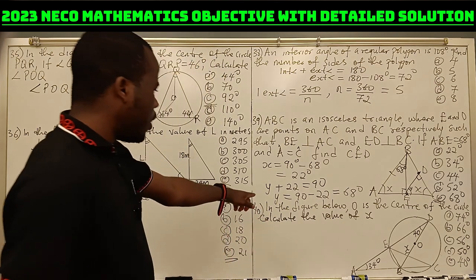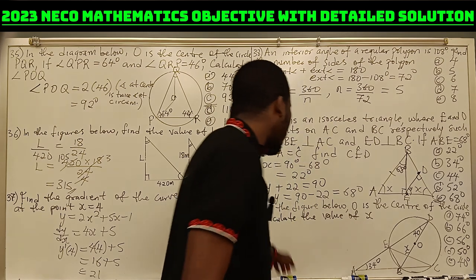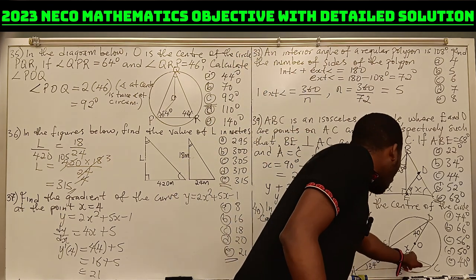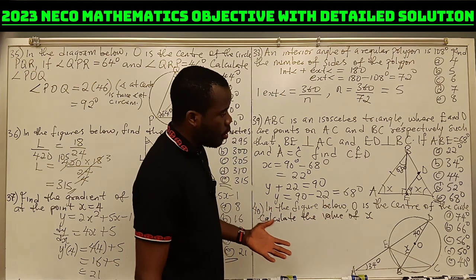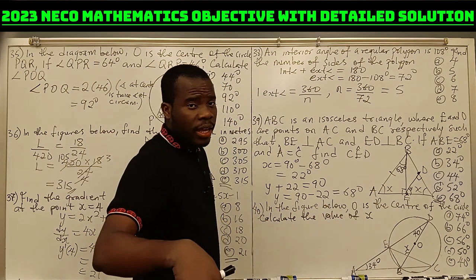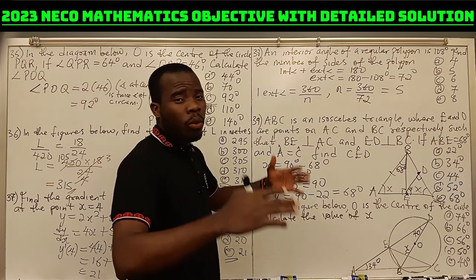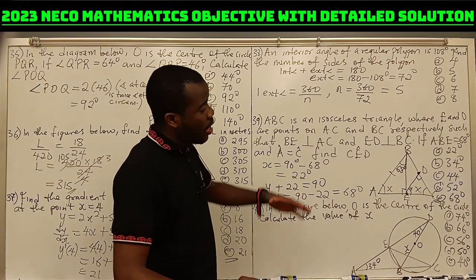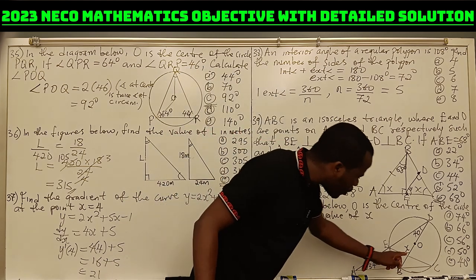Next question says, in the figure below, O is the center of the circle. Calculate the value of x. We're looking for this value of x. Circle theorem is very interesting. Make sure you check my channel on circle theorem series or cyclic quadrilateral series, and you will see a lot that have been done. How do we find x?